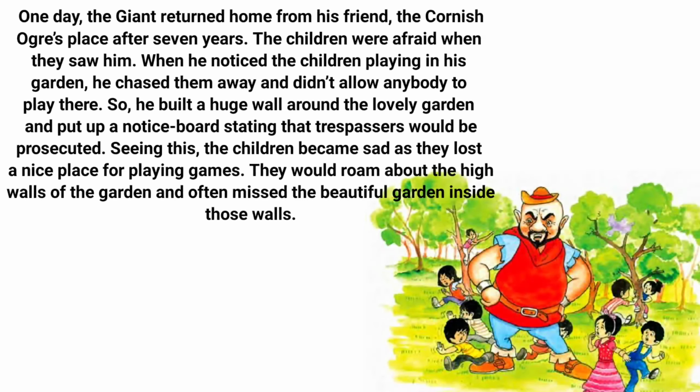One day, the giant returned home from his friend, the Cornish ogre's place after 7 years. The children were afraid when they saw him. When he noticed the children playing in his garden, he chased them away and did not allow anybody to play there. So, he built a huge wall around the lovely garden and put up a notice board stating that trespassers would be prosecuted. Seeing this, the children became sad as they lost a nice place for playing games.